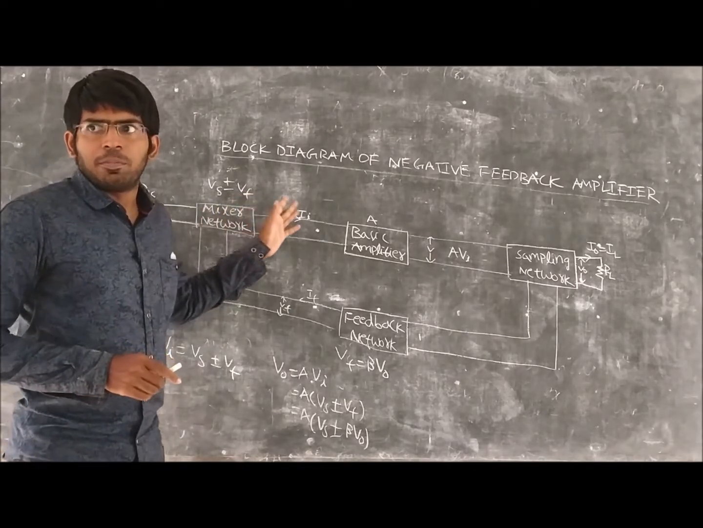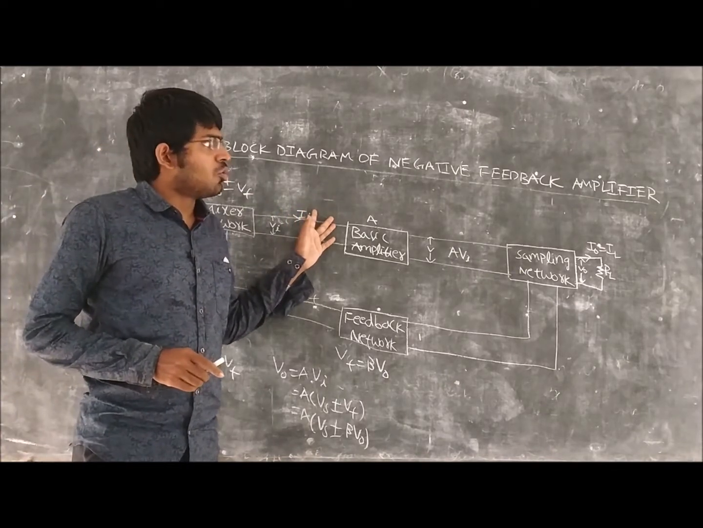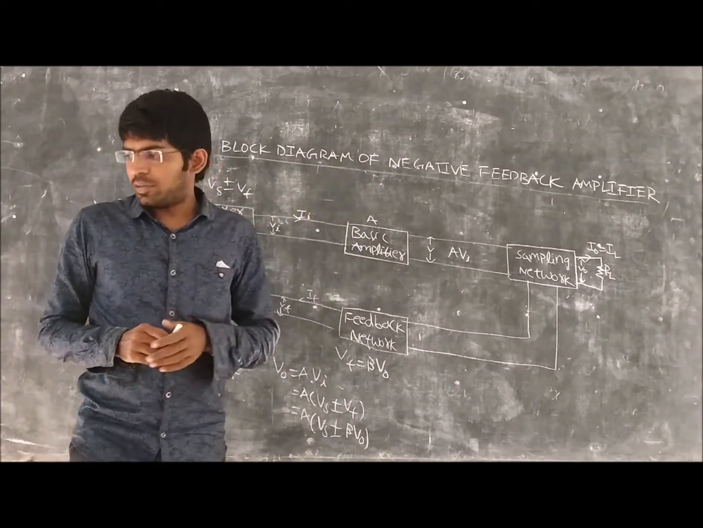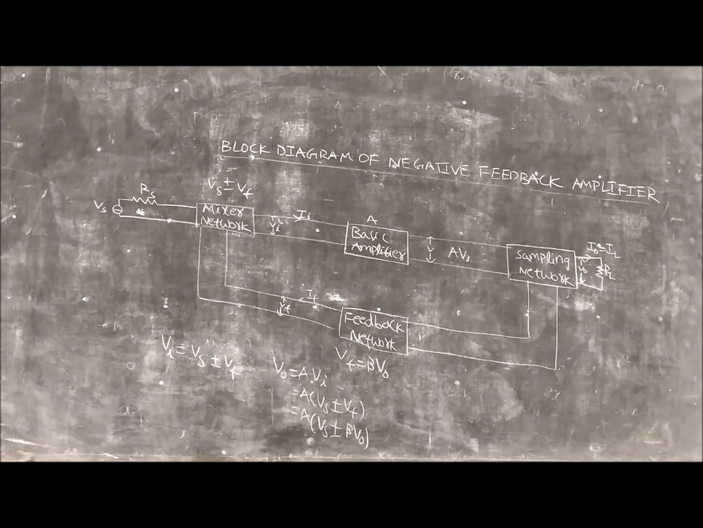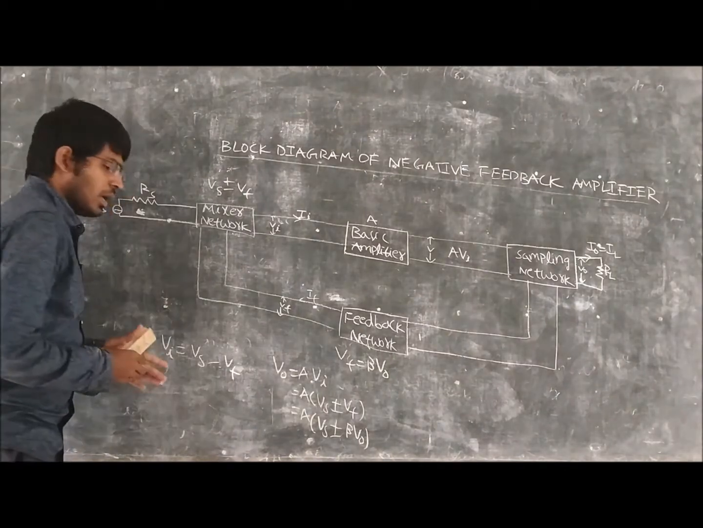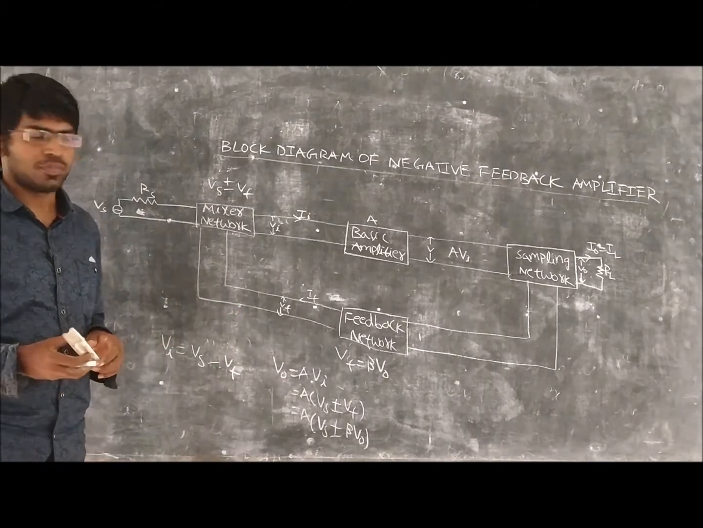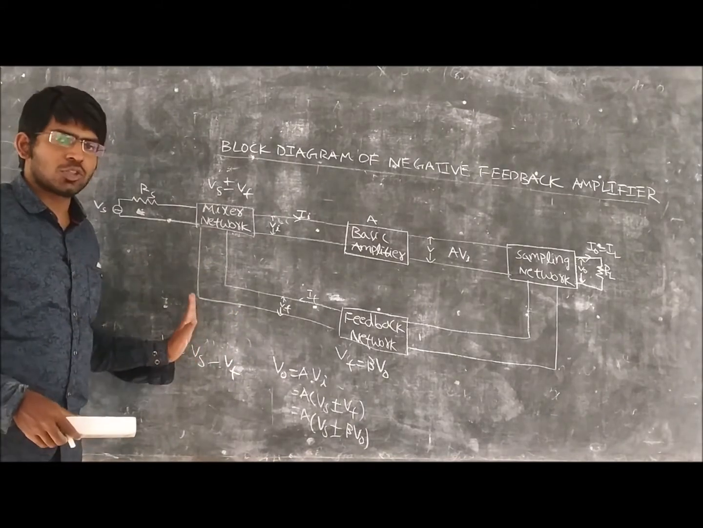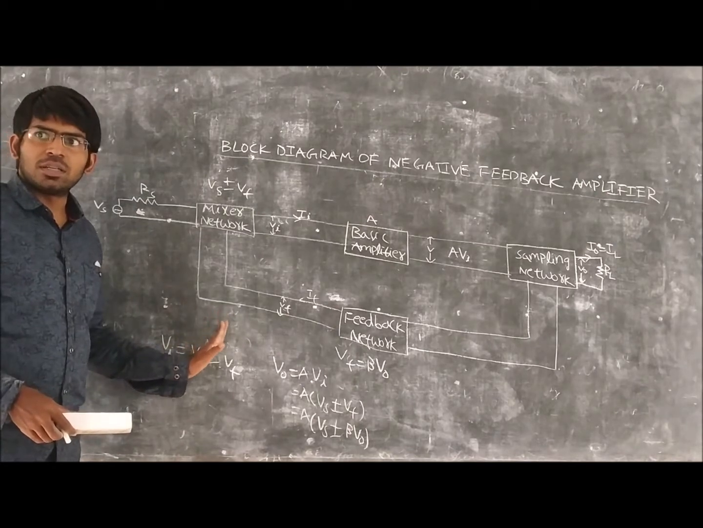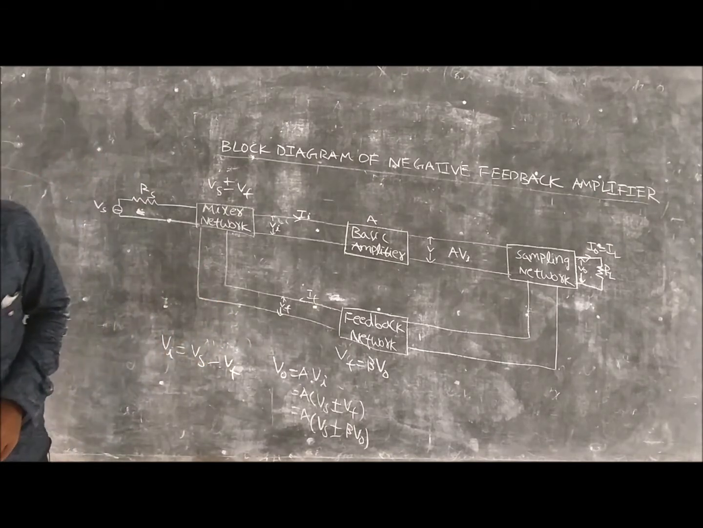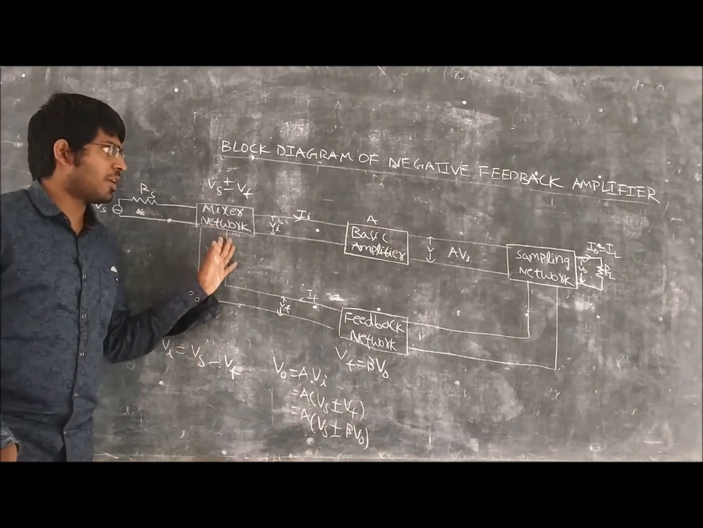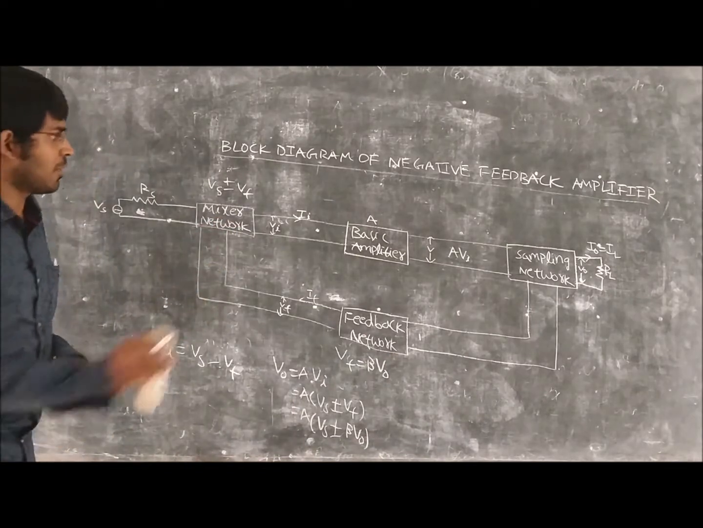Now we are seeing the block diagram of a negative feedback amplifier. When we say negative feedback amplifier, the input is Vs minus Vf. So we are subtracting the feedback voltage from the source voltage. This type of feedback amplifier is called a negative feedback amplifier.